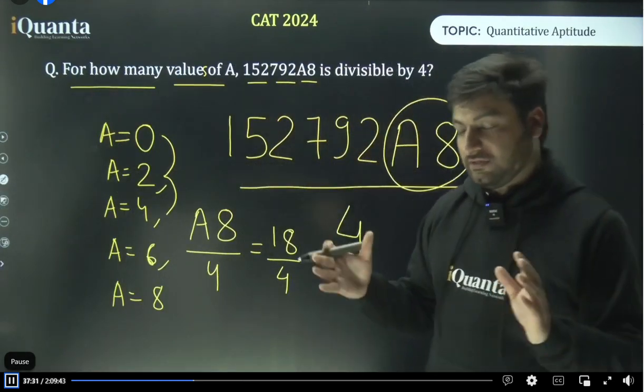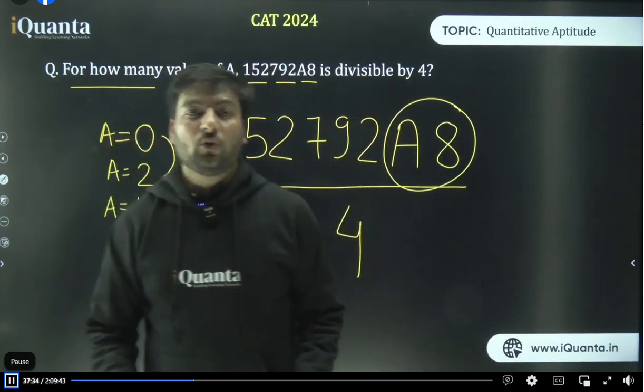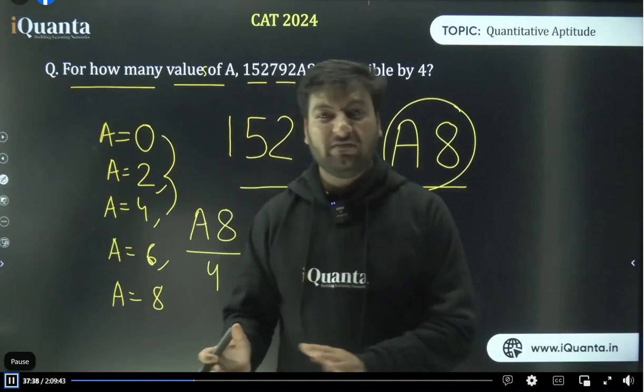I cannot put a equal to 10. If there are people who are thinking we'll put a equal to 10, that is not true, because digits are always single numbers. 0 to 9, we have 10 digits in total.